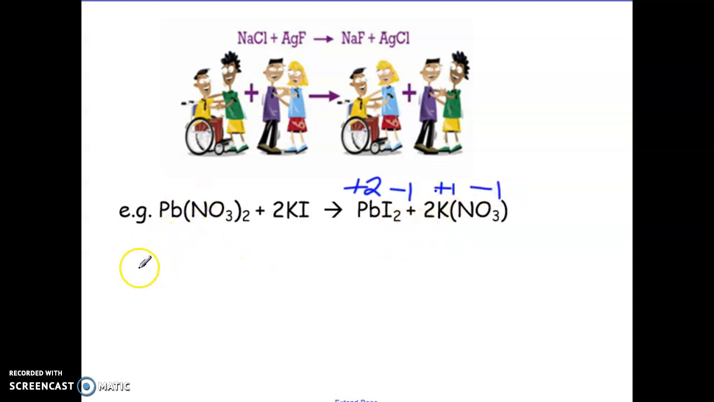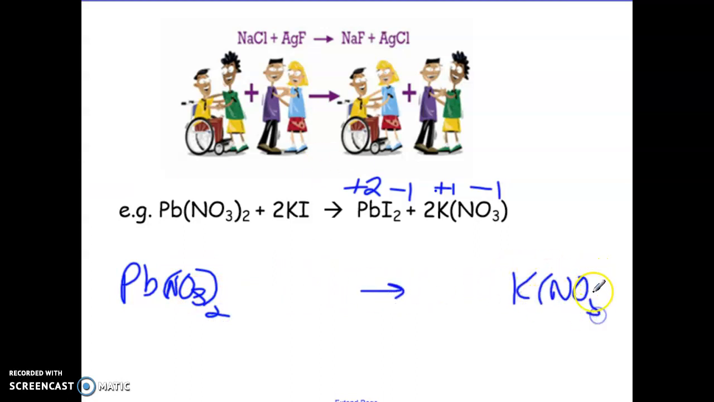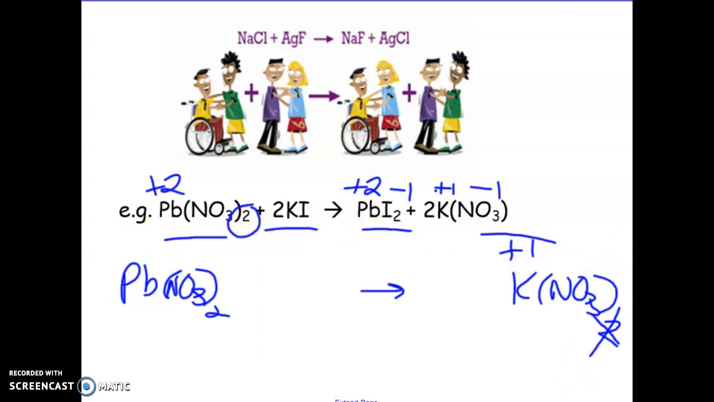Students will say, oh, okay, lead(II) nitrate, so that must mean that when nitrate is on this side, it must be exactly the same, so NO3 with the 2. But the 2 is here on this side because of the lead crossing down. Potassium is positive 1, so it will not have the 2. So remember, every time you do a molecule, it's like you're doing it for the first time on its own.